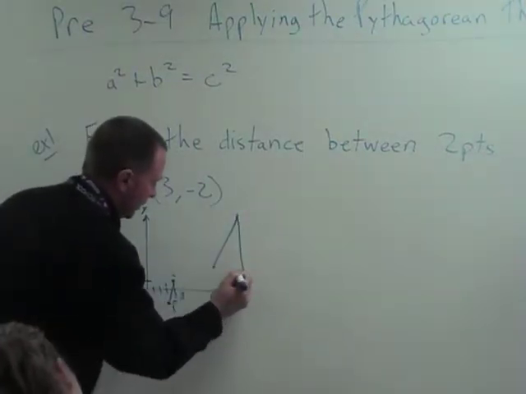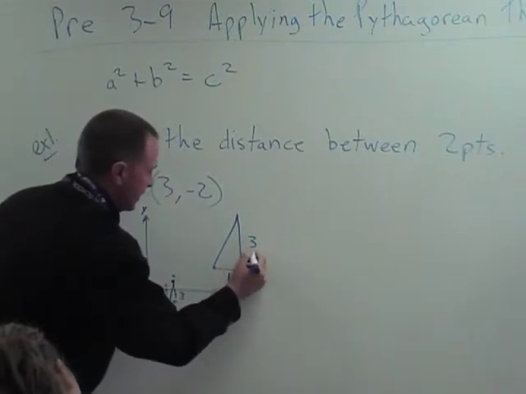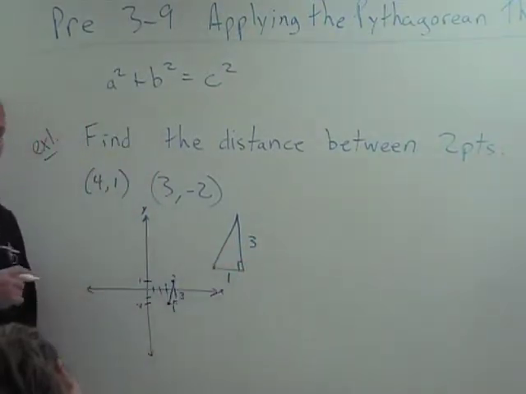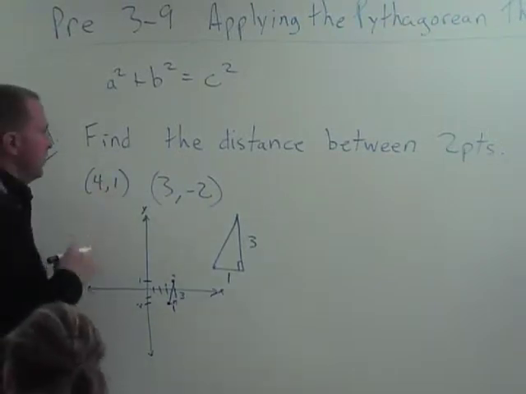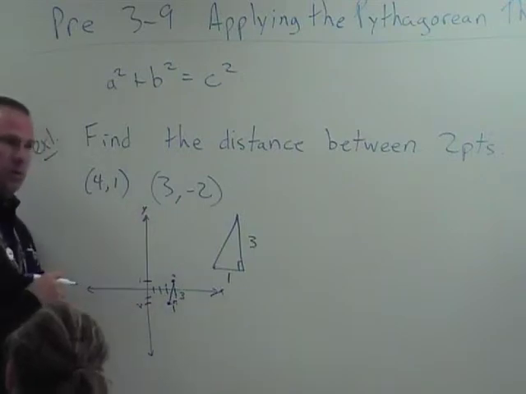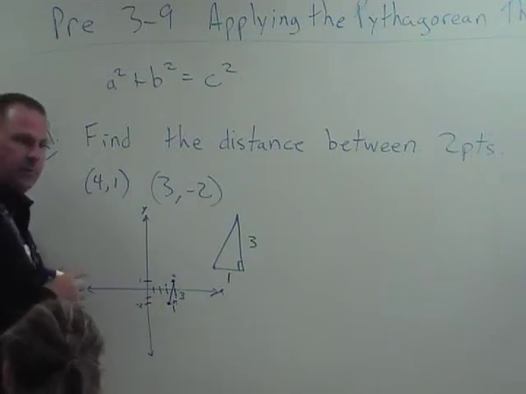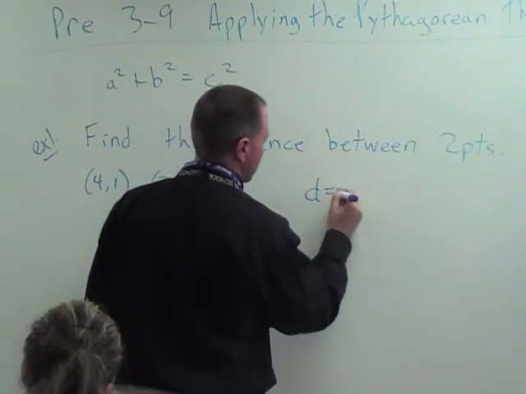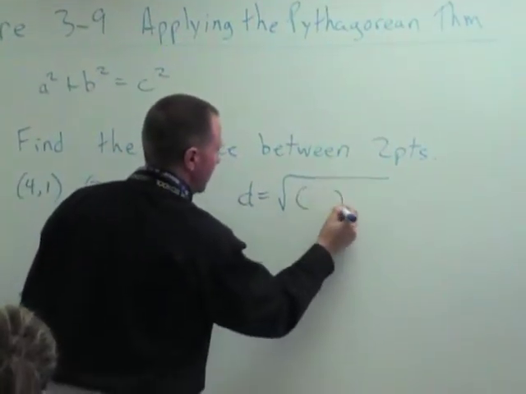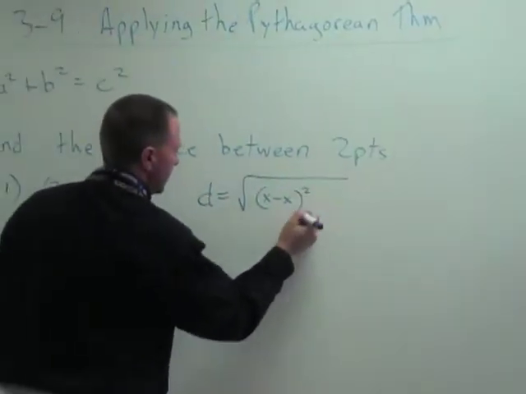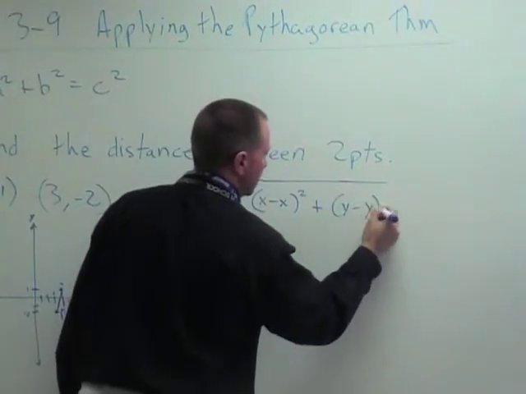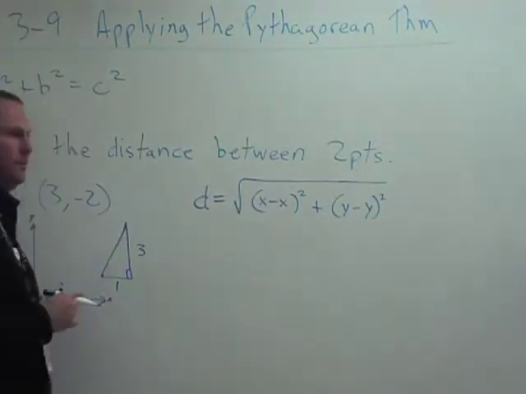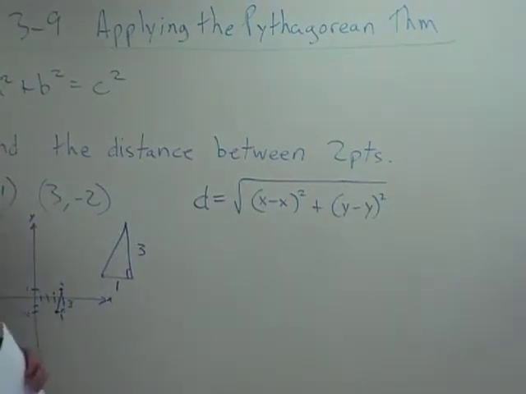Let me draw it a little bigger for you. That length is 1, this length is 3. How do I get the hypotenuse? Pythagorean theorem. But what I want to do is show you how you come up with the distance formula. The distance formula is the square root of the change in x's squared plus the change in y's squared. So, just a minute, I'm going to show you.